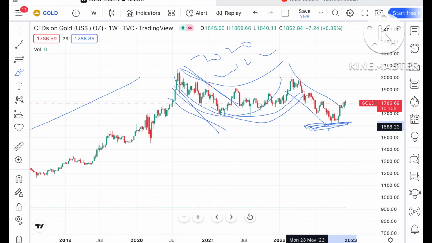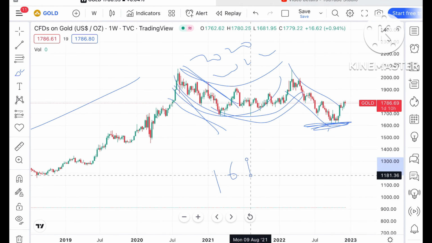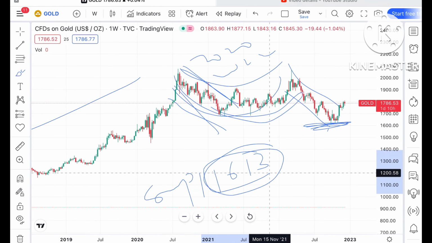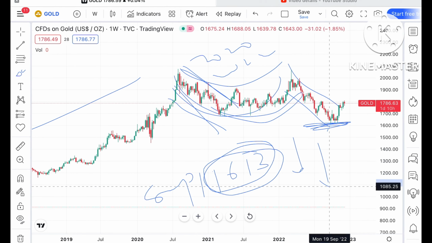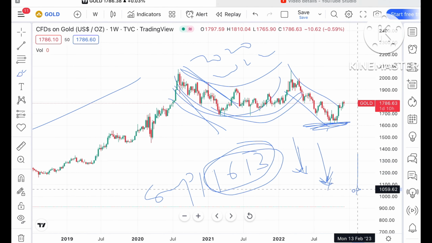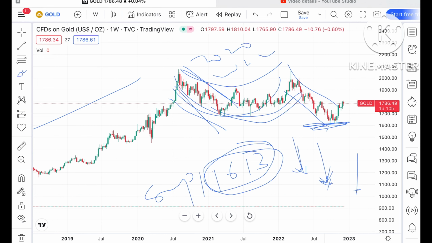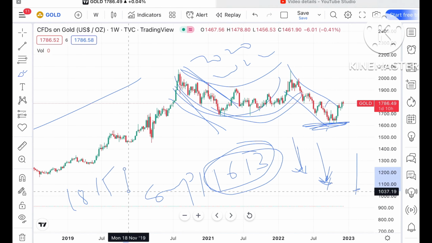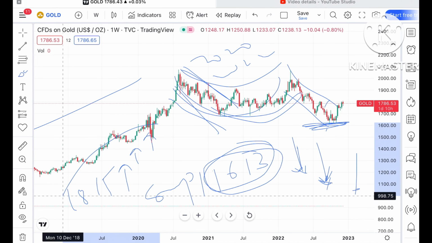You can see a strong support coming at around $1613. If the price comes close to this level, we can see a sharp fall can come if the price falls below this particular level, or if the price sustains above a level of around 1815, then we can see it can go further upside.